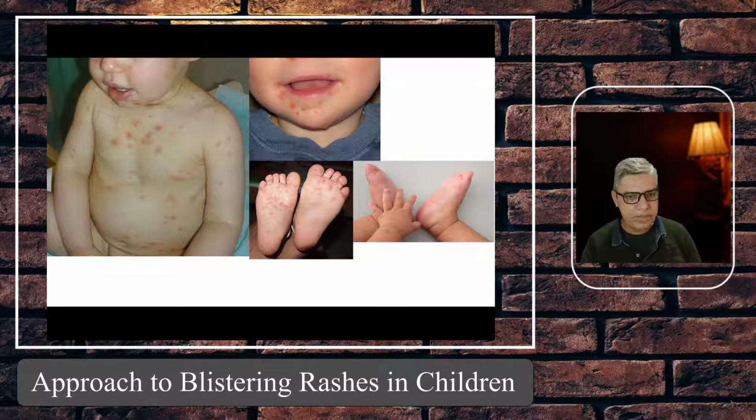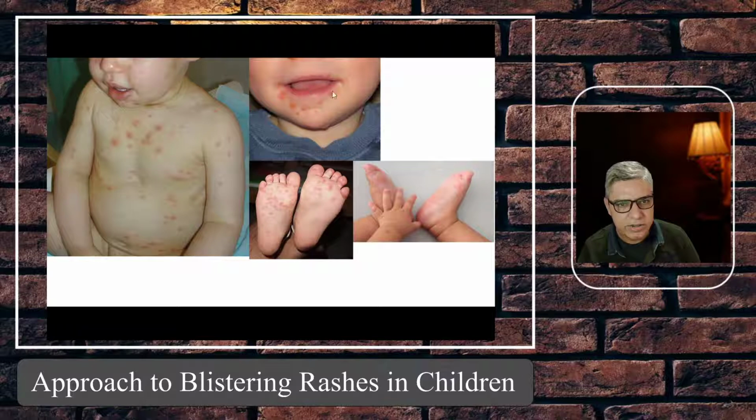Then here you see a child who has got a vesicular rash, which is appearing in crops. It is widespread, almost all parts of the body are affected. You see some of them look like drops of dew on the petals. So this is chickenpox or varicella.